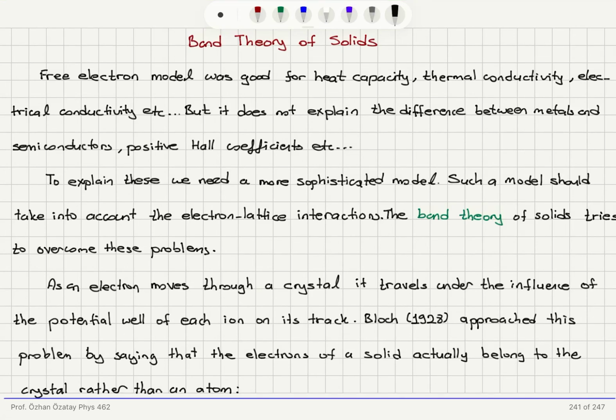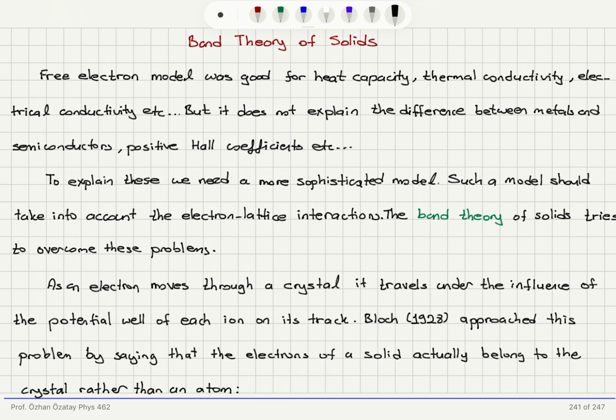We will now start talking about the nearly free electron theory, which is the band theory of solids. Now, what was wrong with the free electron model? It was very good in explaining heat capacity, thermal conductivity, electrical conductivity, etc. But it fails to explain the difference between metals and semiconductors, and there are some anomalous results like positive Hall coefficients in the Hall experiment.